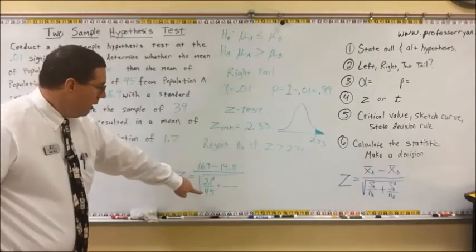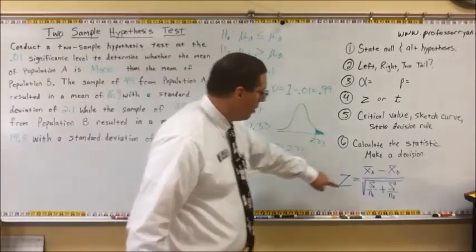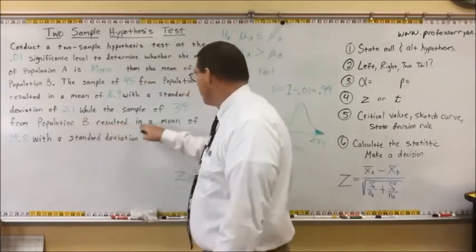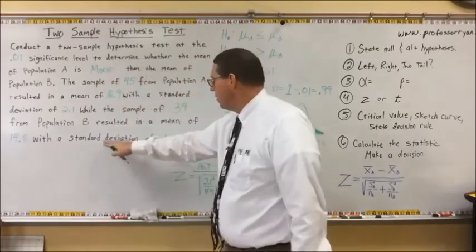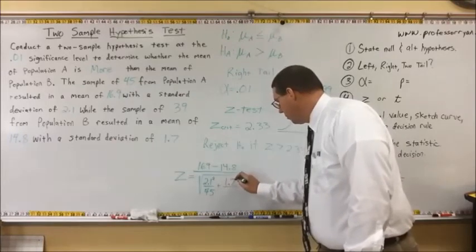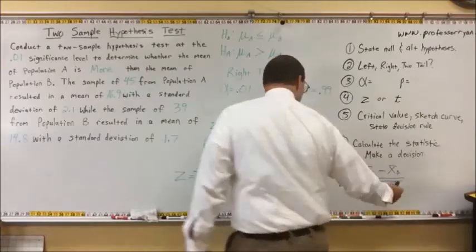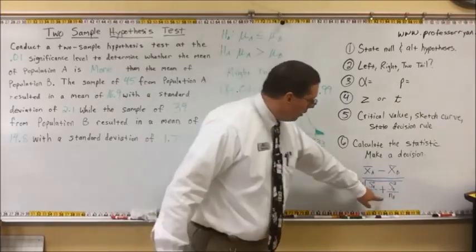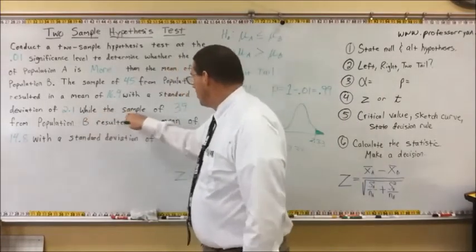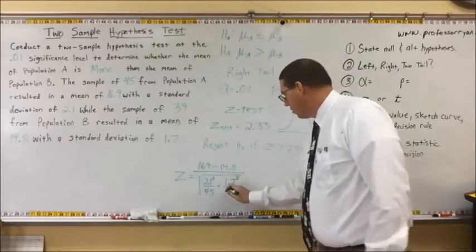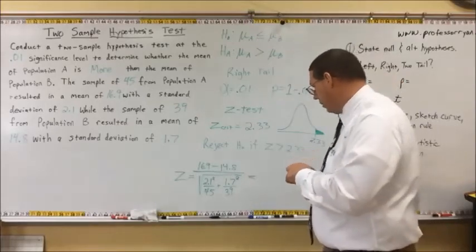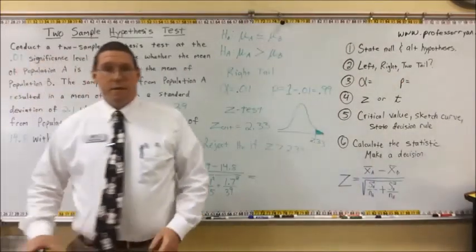Now, last part over here, 2 more numbers. S squared, that's the standard deviation from population B. Population B resulted in a standard deviation of 1.7. So I'm going to put a 1.7 here, and I'm going to square it, because the formula says squared, over the sample size from population B. Sample of 39. There's our sample size. So over 39. And now we're going to plug this into a calculator and see what our Z statistic is.